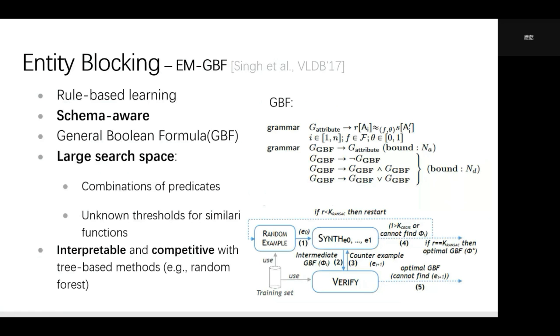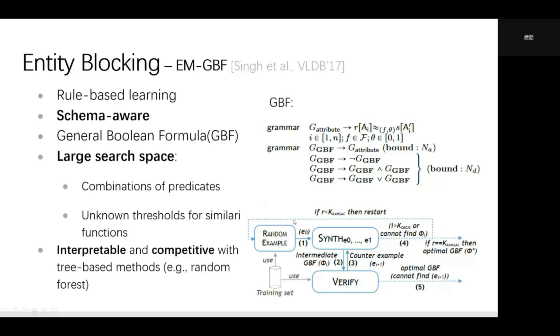GBF is also another rule-based learning method, different from the previous ones. It depends on a new rule, a general Boolean formula, because it is more powerful. However, finding a valid GBF is not an easy task because it has a larger space. And if some predicates are similarity functions, thresholds are unknown and should be learned by some methods. To solve that, the authors use an iteration procedure.